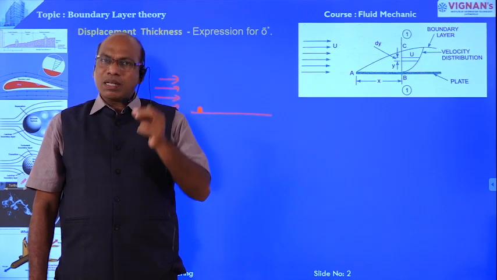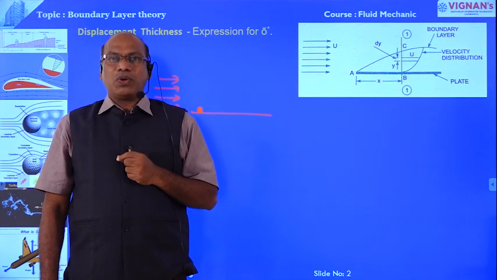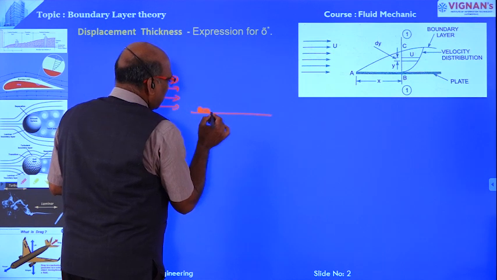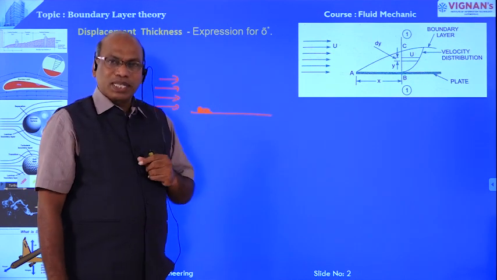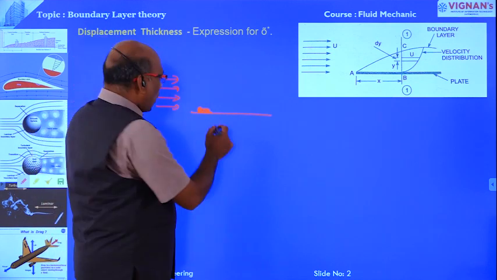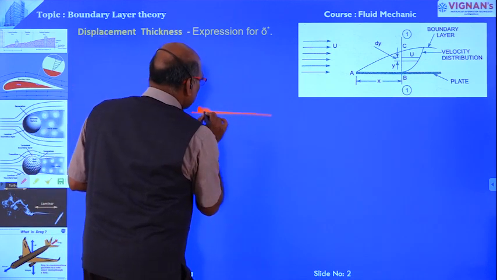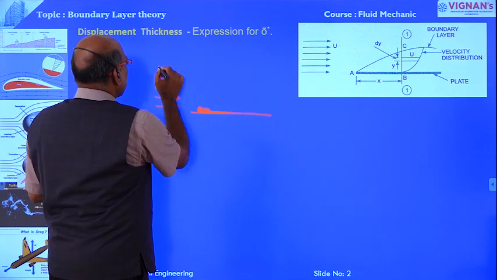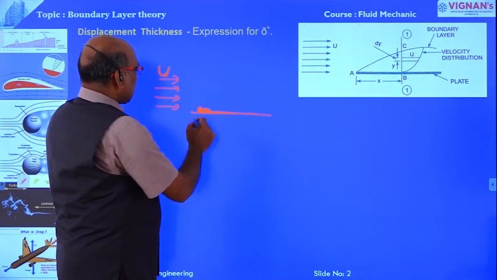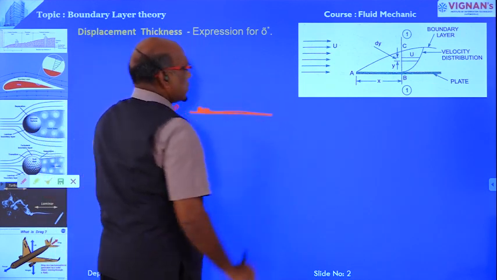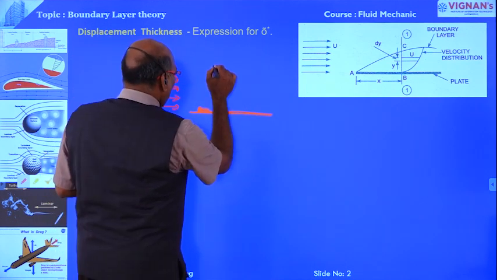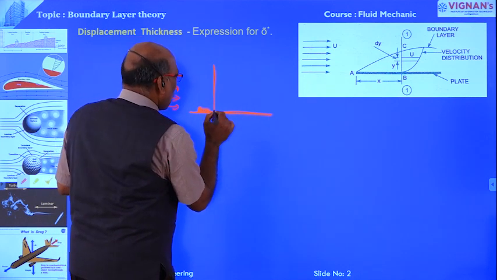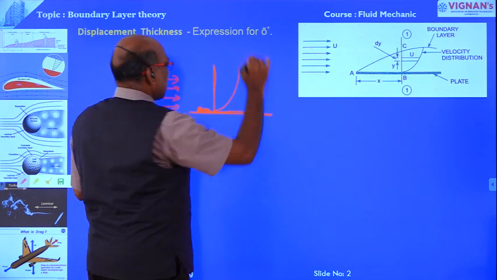Viscosity is the property which offers resistance to the movement of flow. Because of the viscosity, there is contact between the fluid and the solid body, and because of that, the velocity over the solid body is 0. But the velocity of the flowing fluid, the free stream velocity, is capital U, even though the velocity over the solid body is 0.